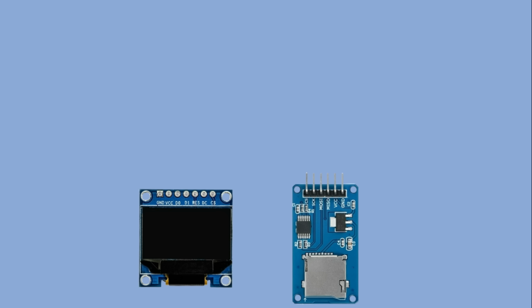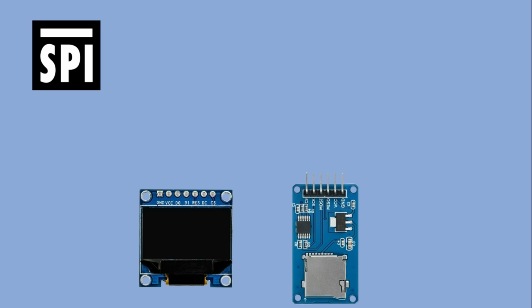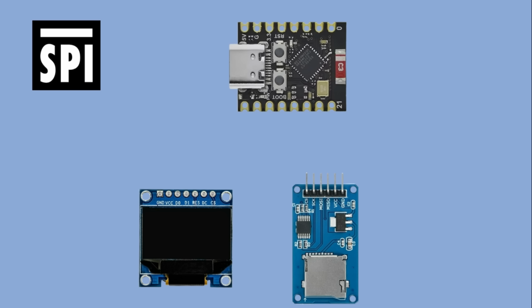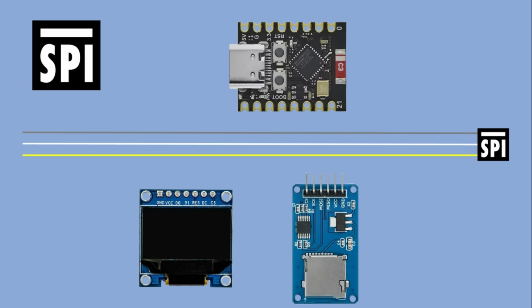Now let's look at how to connect an SPI OLED display to the microcontroller. We'll stick to the ESP32C3 Super Mini. The SPI bus consists of three main lines. First, the clock line, SCK, connected here to GPIO 4. Then we have MOSI, master out slave in, on GPIO 6, and MISO, master in slave out, on GPIO 5.